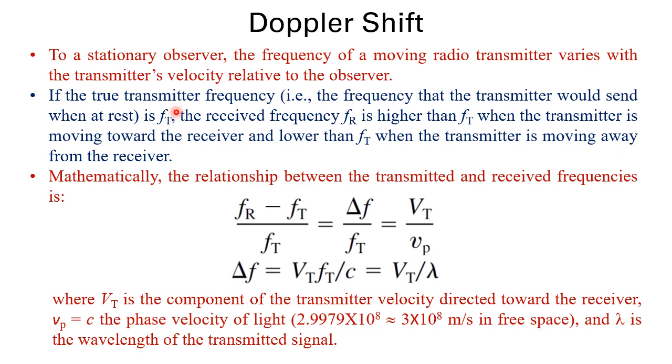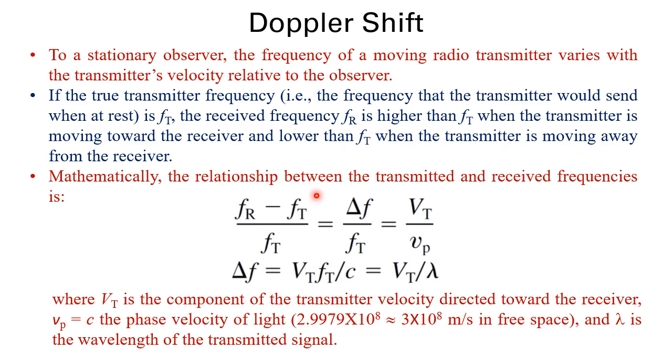If the true transmitter frequency, that is the frequency that the transmitter would send when at rest, is say ft, the received frequency is fr, and it must be higher than ft when the transmitter is moving towards the receiver and lower than ft when the transmitter is moving away from the receiver.